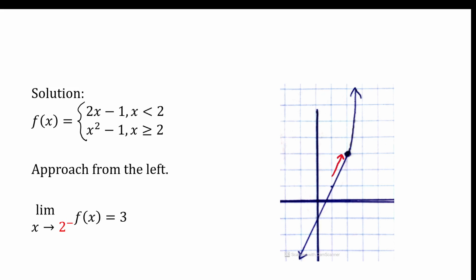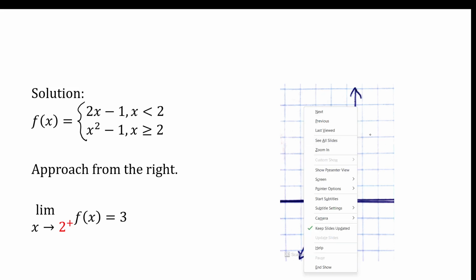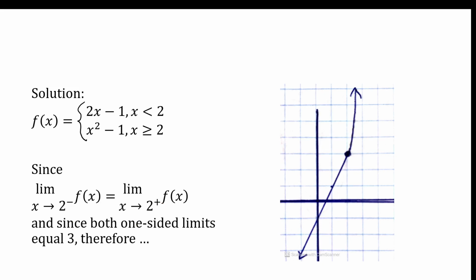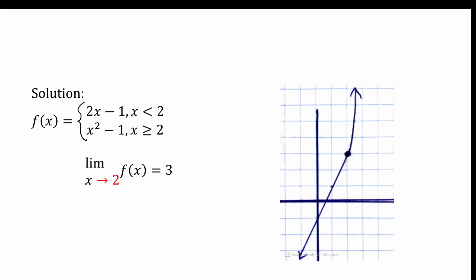Now, as we approach from the left, we see that as x is approaching 2 from the left-hand side, y is getting infinitely close to 3. As x is approaching 2 from the right-hand side, y is approaching 3. So the two one-sided limits both exist, and they both equal 3. Therefore, the limit as x approaches 2 of f of x in that situation equals 3.